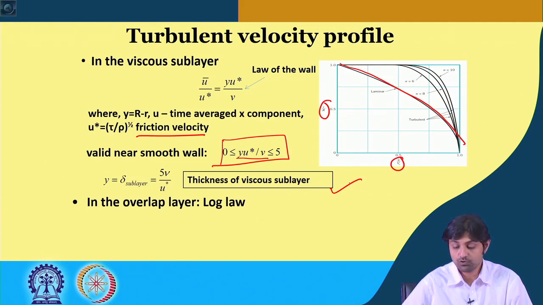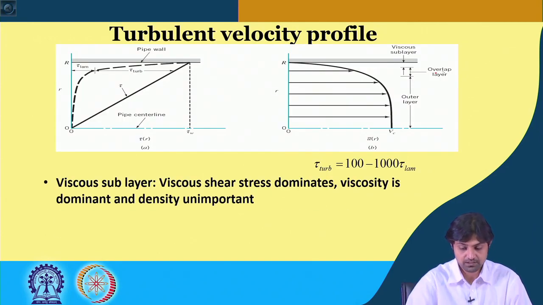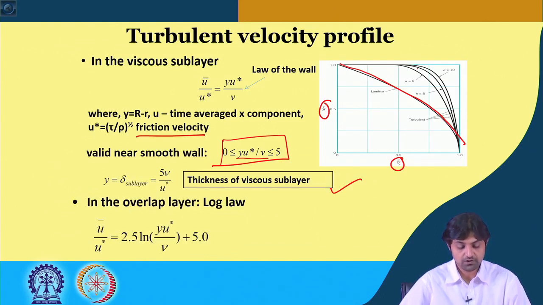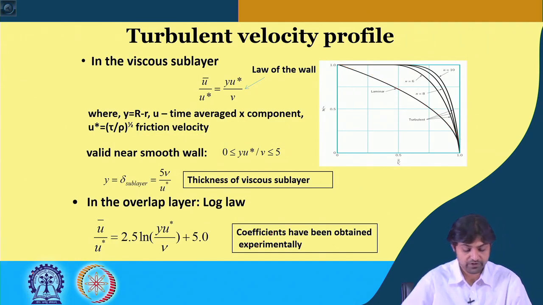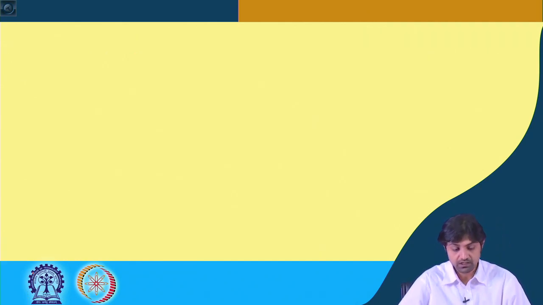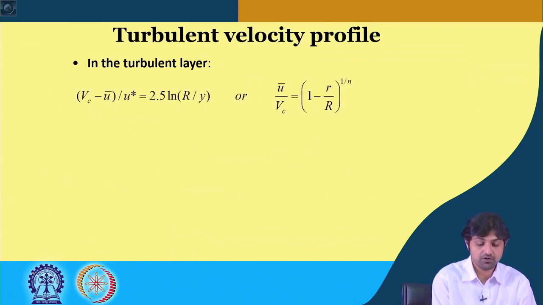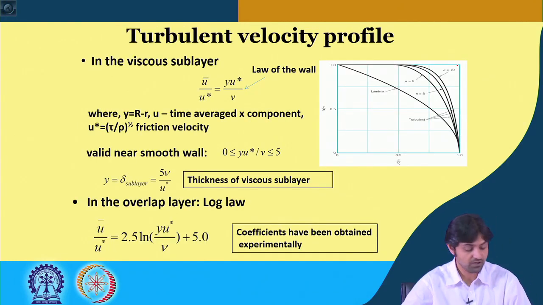In the overlap layer, this log law is valid: u bar by u star is equal to 2.5 ln (y u star by nu) plus 5.0. I think we have gone through it in our other lecture. Here the coefficients 2.5 and 5.0 have been obtained experimentally. In the turbulent layer, we can also write it in the form of center line velocity, the graph of which was given here.